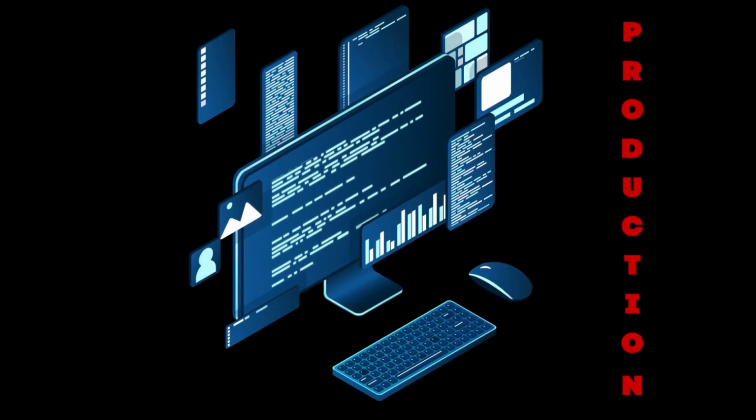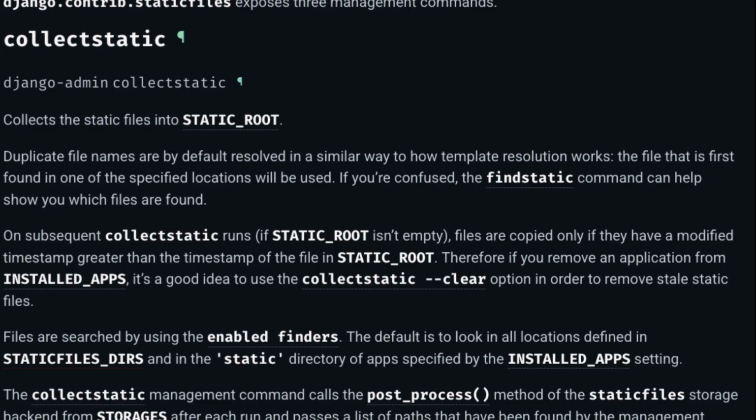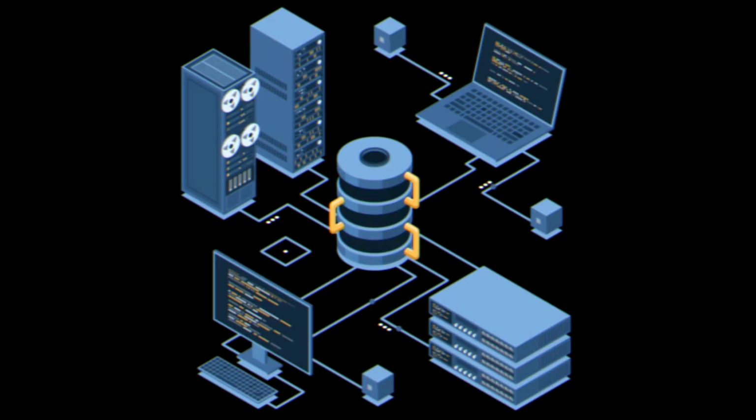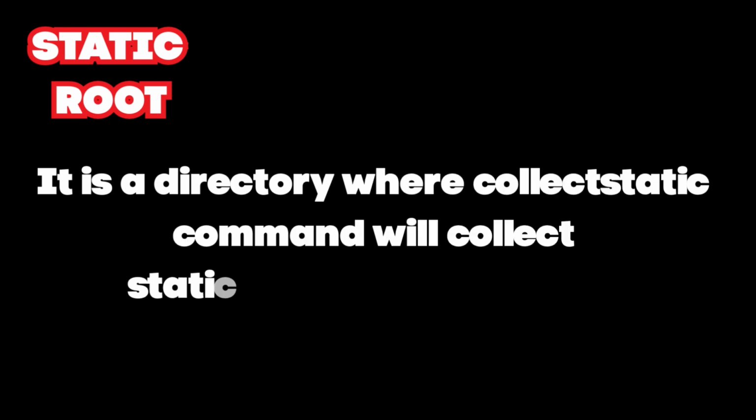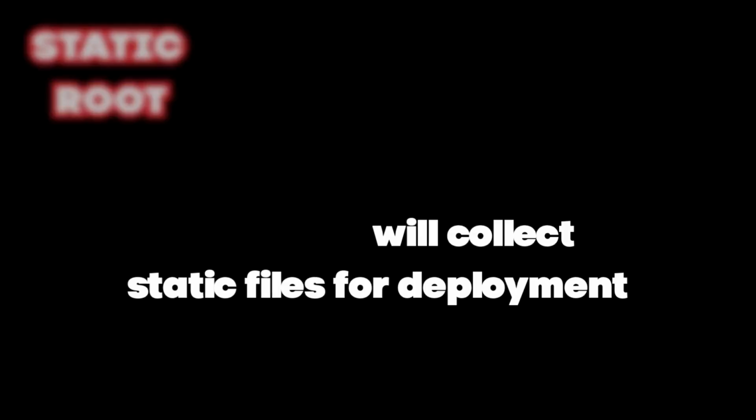But what about production? In a live environment, having Django search for files every time a page loads is too slow. We need a different strategy to gather everything into one place. We understood about STATIC_URL and STATICFILES_DIRS. Now, what is the STATIC_ROOT? It is a directory where the collectstatic command will collect static files for deployment.